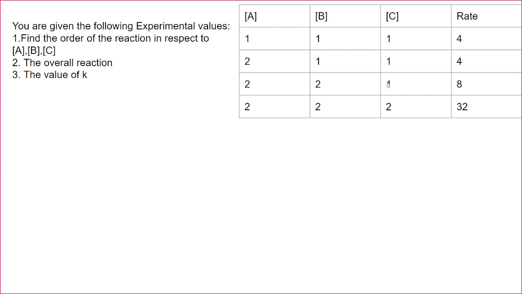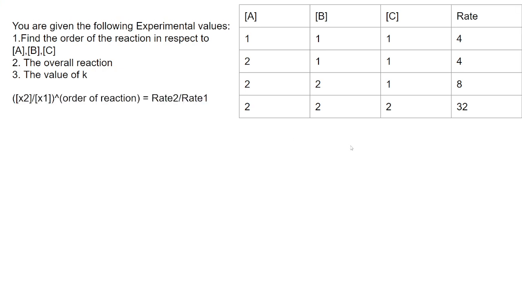You're given the following experimental values. Find the order of the reaction with respect to A, B, C, the overall reaction, and the value of k. So, in order to find the order of the reaction with respect to one variable, which could be A or B, you take the x value of the second experiment over the first one, to the power of the order of the reaction, which is equal to rate 2 divided by rate 1.